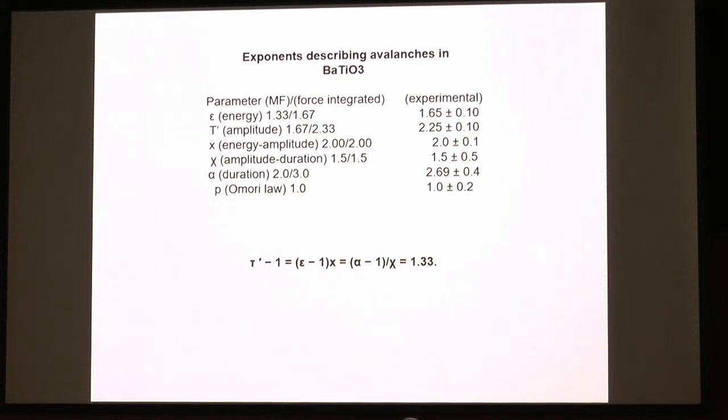We can measure not the energy of these jerks, but we can also just measure the maximum amplitude. If we do that, the maximum amplitude should have an exponent 2.33, and we measure something slightly smaller, which is within the experimental error. And then the correlations of them all come out correctly.